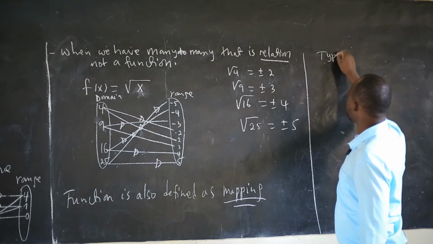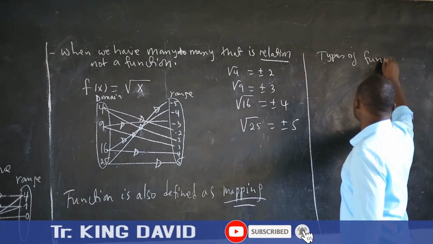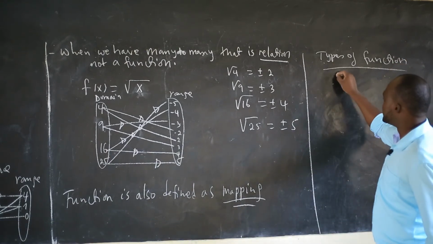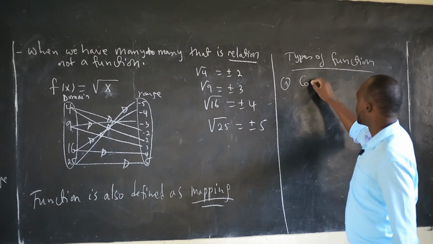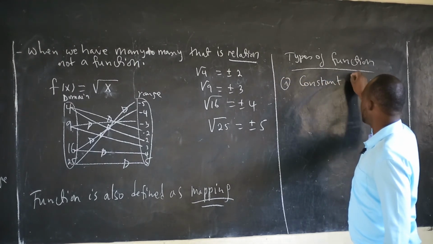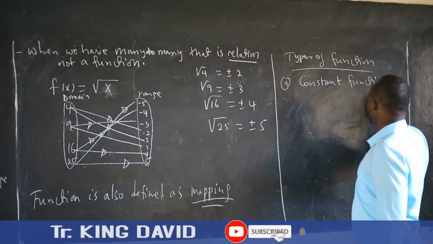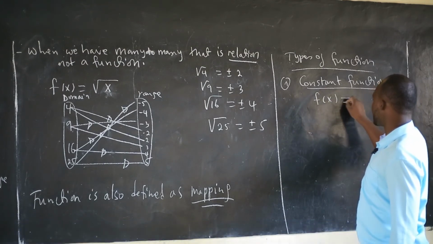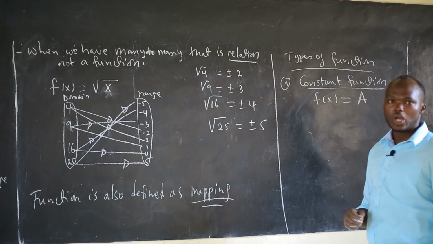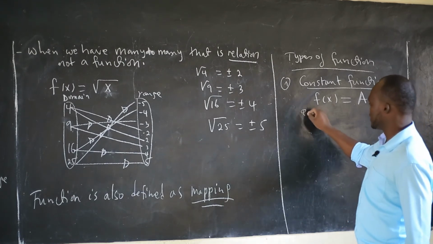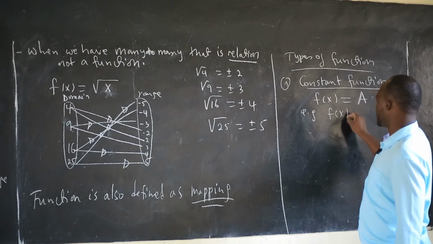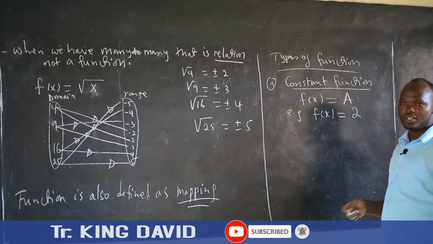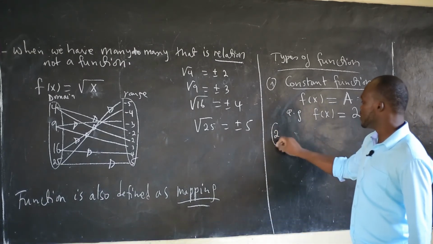Types of function. There is what we call constant function. Number one, constant function. A constant function is when you have f of x equal to a constant. For example, f of x equal to 2. Because 2 is a constant, you can call it a constant function.